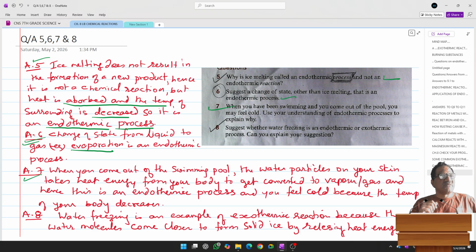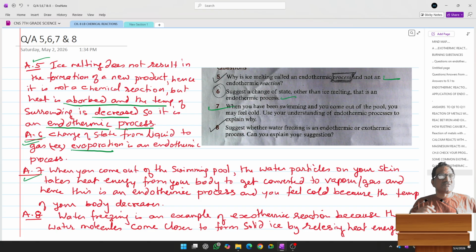When you come out of the swimming pool, the water particles will still be sticking to your skin. These water particles take heat energy from your body itself to get converted to vapor. So heat energy is taken from your skin, from your body, and those water particles evaporate. This is an example of liquid getting converted to gas. So water particles on the skin are getting converted to water vapor.